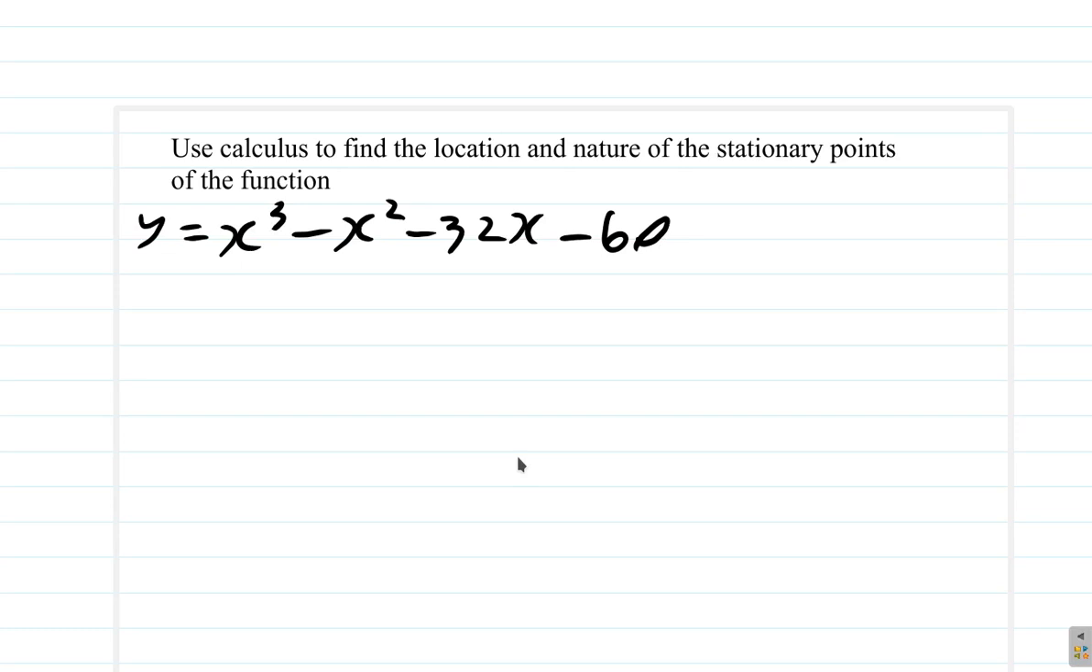Use calculus to find the location and nature of the stationary points of the function. The function is y equals x cubed minus x squared minus 32x minus 60.